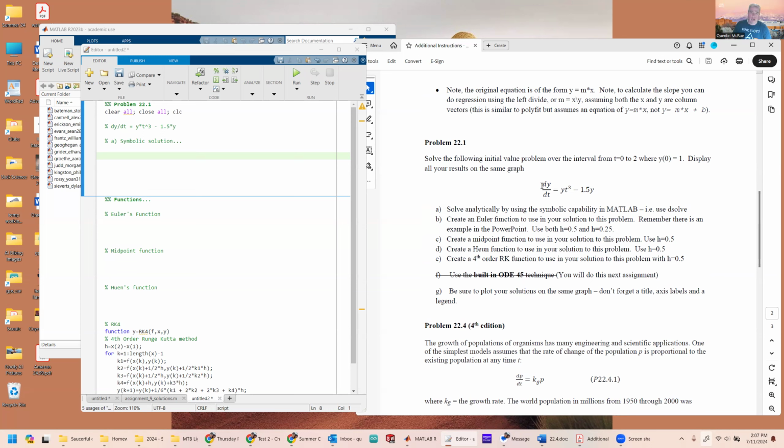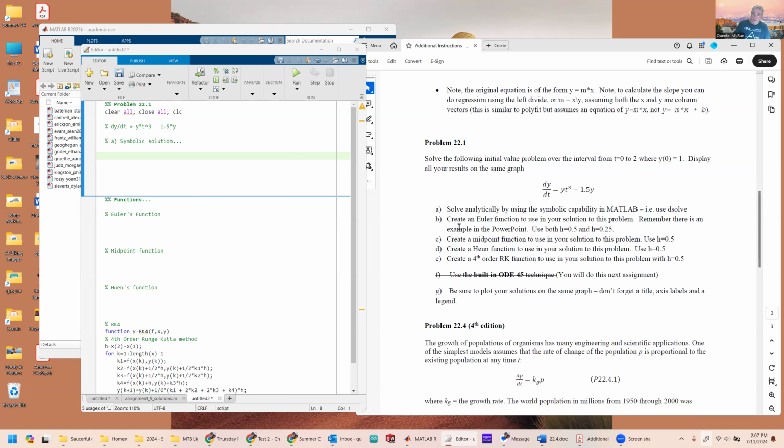For what we are doing now, we're going to be given a differential equation, something like this right here: dy/dt is equal to y t cubed minus 1.5y. The reason it matters is that we need to come up with, in this symbolic way, another equation, right? We're going to have y as some function of t.